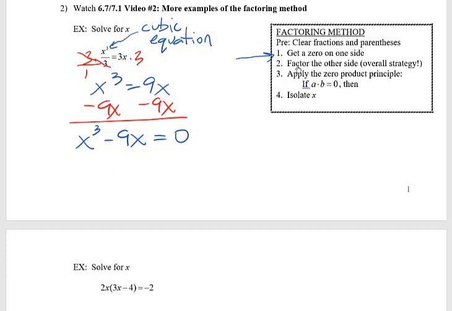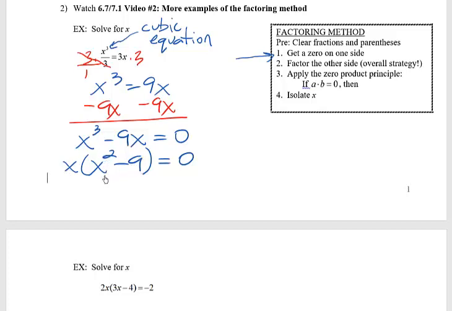Let's go ahead and factor. Step 1 of factoring is pull out the GCF. In this example, I do have a GCF of x, leaving me with x squared minus 9. And remember, factor means fully factor. You don't stop until there's nothing left to do. I pulled out my GCF.